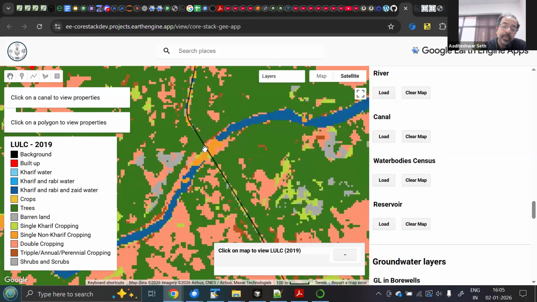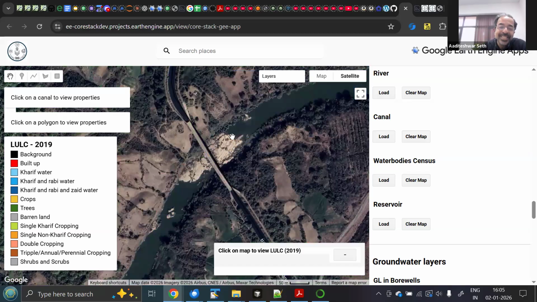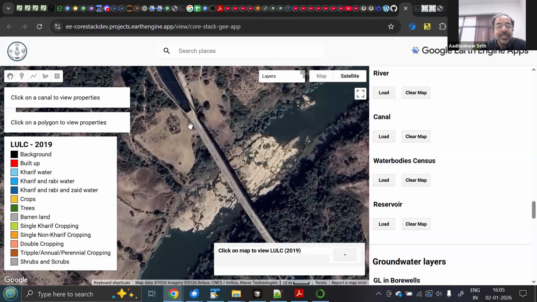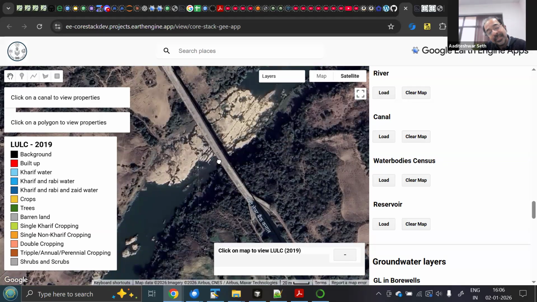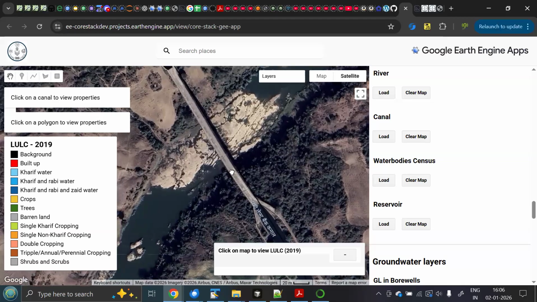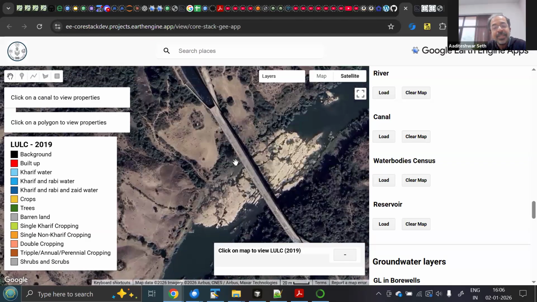Yeah, I'm just looking at these maps and it's quite interesting. What is the structure? Maybe this is a bridge or a left bank canal, Bargi left bank, or underground something. Yeah, I don't know.